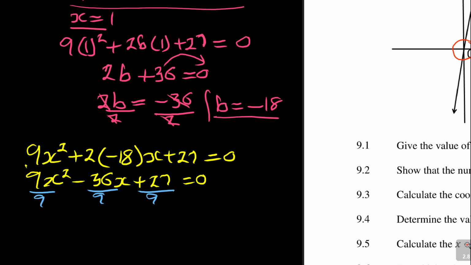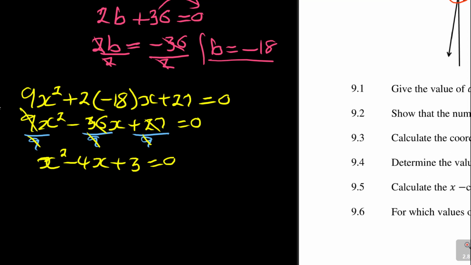So if you divide by 9, remember you divide each term, it will be x squared minus 4x plus 3 is equal to 0. Guys, if you are not good at factorizing, please use the quadratic formula. Some of you struggle with factorizing. Don't force it. You know this is your a, this is your b, this is your c. You get your answer first time. So I'll encourage you, if you're not good, use the quadratic formula.